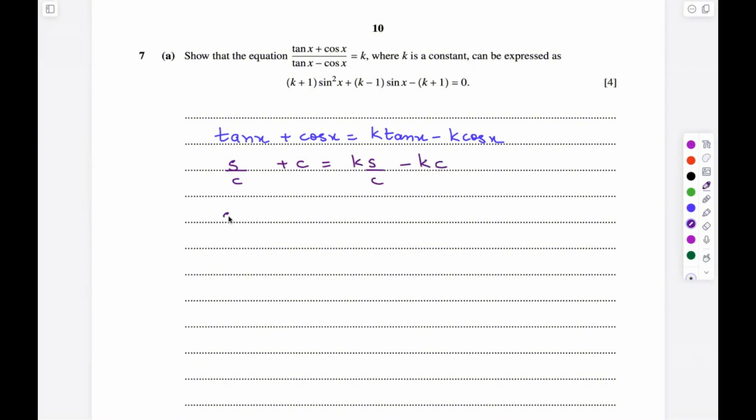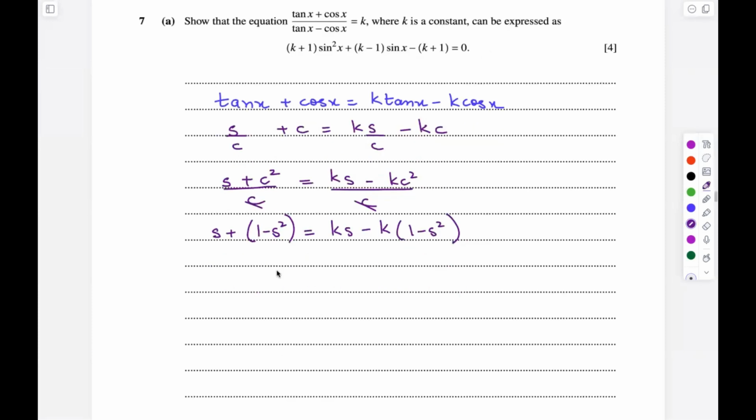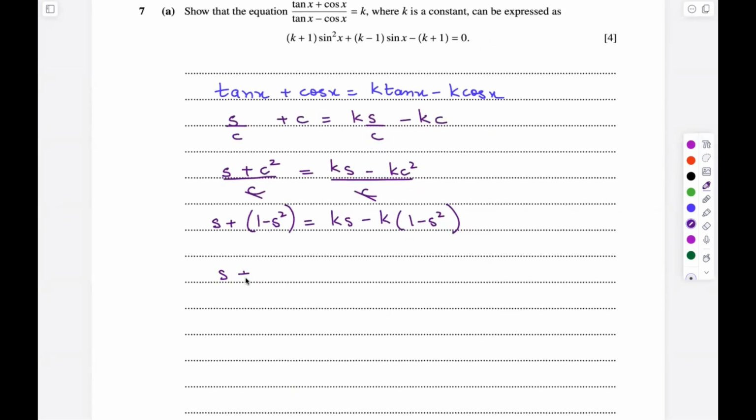Taking the LCM on both the sides, we'll get (sin + cos²)/cos, and this will become (k sin − k cos²)/cos. The cos in the denominators will cancel out. Now, as we have to bring our equation in terms of sine, we can use 1 − sin² in place of cos², and this will become k sin − k(1 − sin²). Now, expanding as we have to make a quadratic equation, this will become sin + 1 − sin² = k sin − k + k sin².